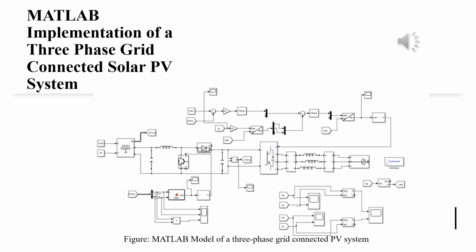A MATLAB function block has also been used to implement the maximum power point tracking here, which uses the PO method. The PV voltage and current are then connected to the MPPT function block. It's then connected to the PWM generator, which also provides the switching pulse to the gate of the IGBT.